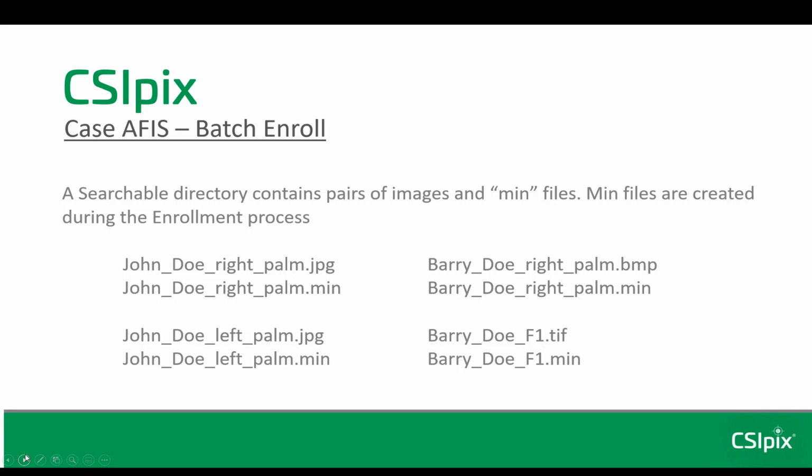A searchable directory contains pairs of images and min files. Min files are created during the enrollment process. These are an example of pairs of images with min files. Batch Enroll is a quick way to make min files for multiple images at one time.